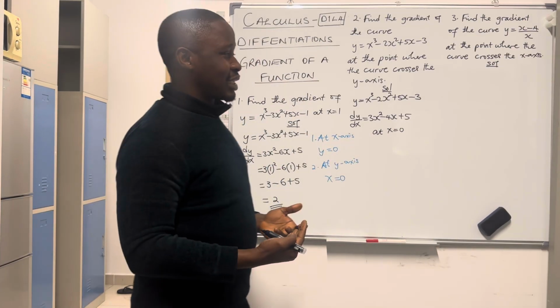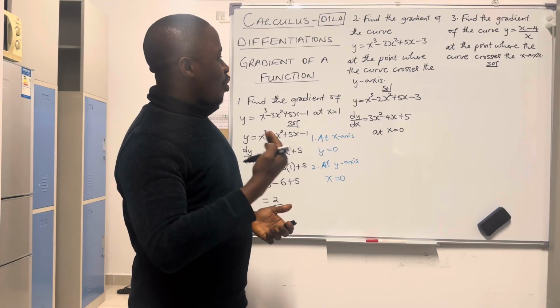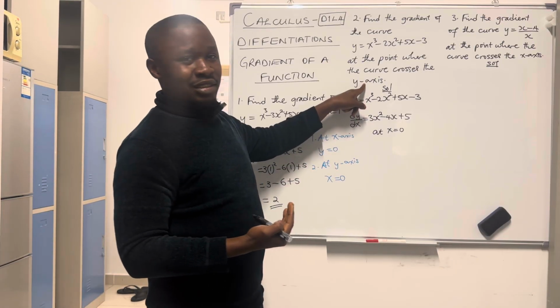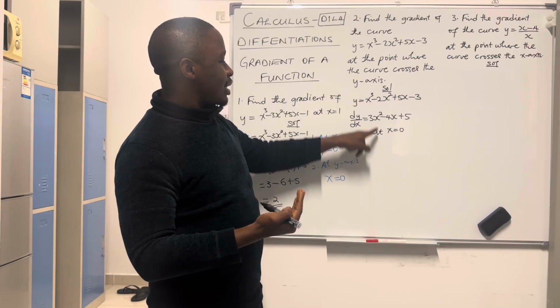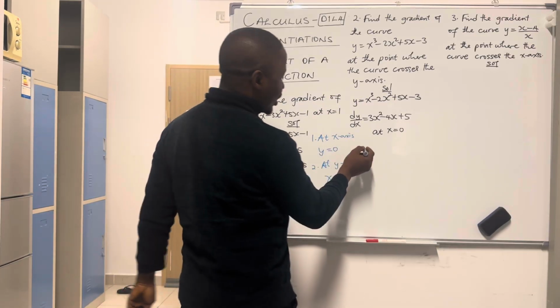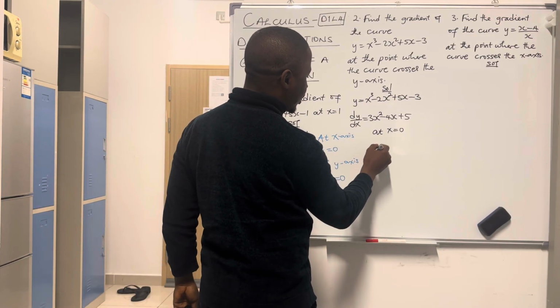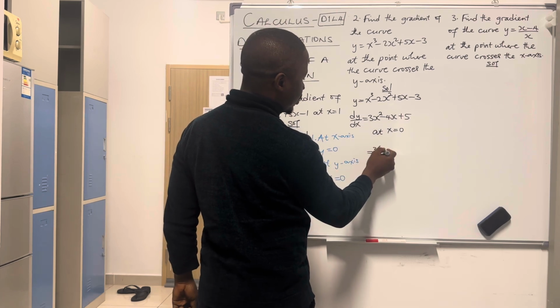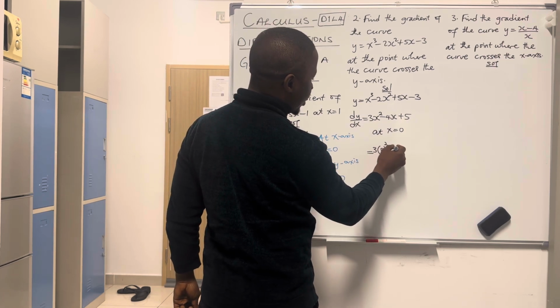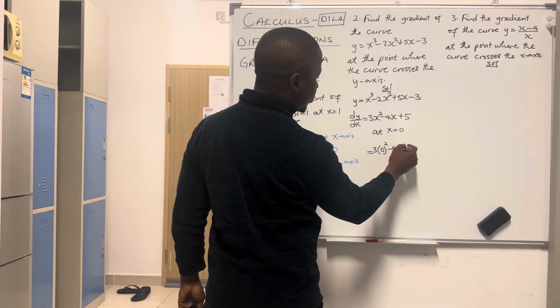Why do we say at x equal to 0? Because the curve crosses what? The y-axis. And at that y-axis, x is 0. So now the gradient becomes 3. X is 0, minus 4. X is 0, plus 5.